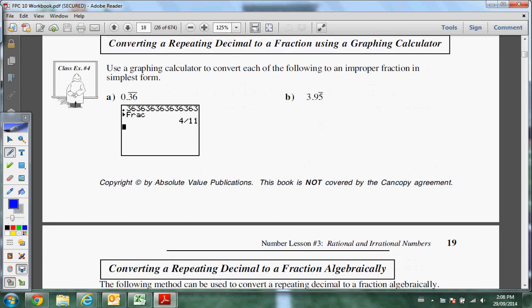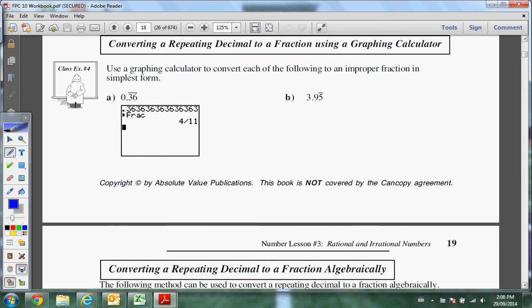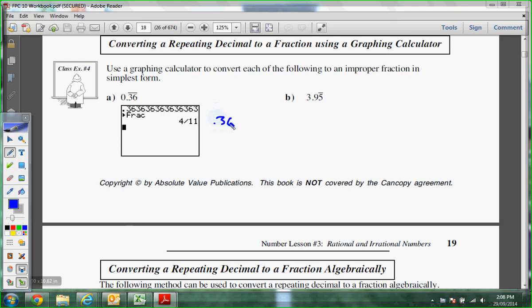So these things are pretty powerful. Use a graph calculator to convert each of the following to an improper fraction in simplest form. So what you can do is, if you get a decimal, you can always hit math fraction and it'll turn it back into a fraction. That's what this is telling you to do. So, for example, 0.36 repeating, you could put that a few times on your calculator over and over, and you can hit fraction, and it should put it to the fraction it's supposed to be.